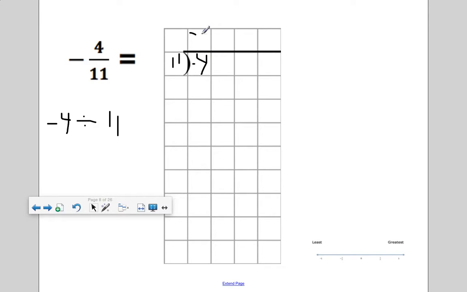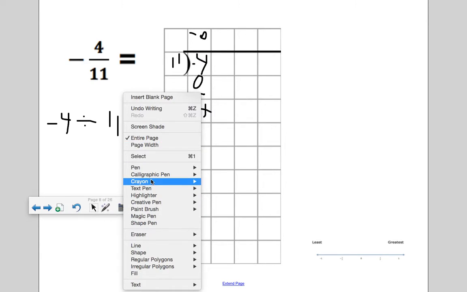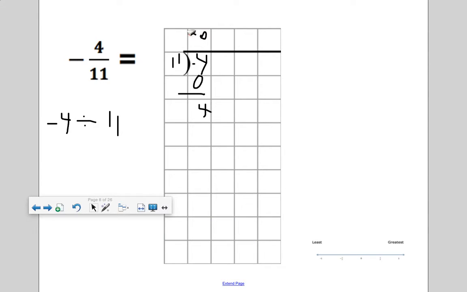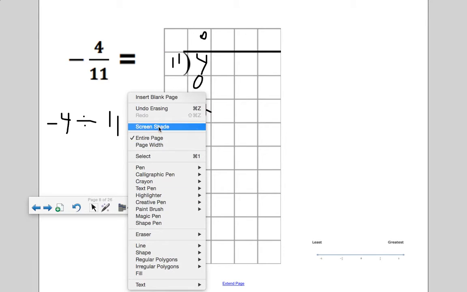Can 11 go in 4? No, 0 times. So that's 4. Sometimes I really don't put this negative here. I'm going to erase that one. You can leave it there, but it's confusing me right now. So I'll just think it's 4 divided by 11, and now I'll stick the negative on because it's the opposite of. All right, let's continue on.